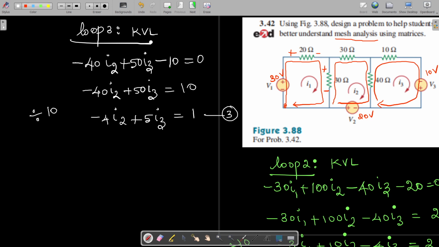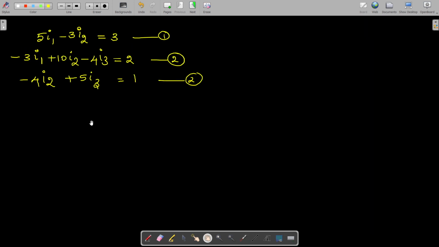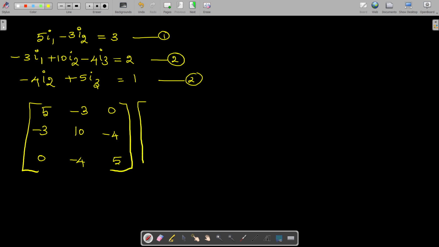So we have got these 3 equations, and now we can write them in matrix form: 5, minus 3, 0; then minus 3, 10, minus 4; then 0, minus 4 and 5. These are the coefficients of the currents, multiplied by I1, I2 and I3, that is equal to 3, 2 and 1.